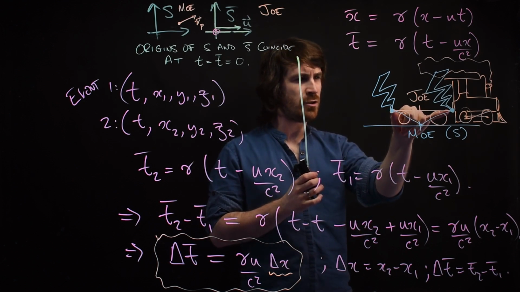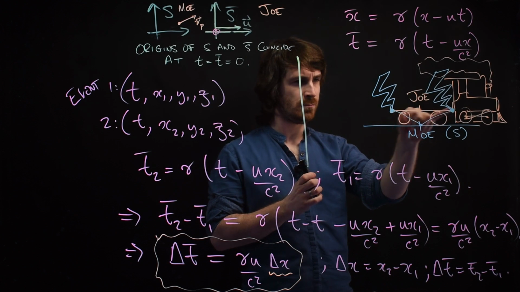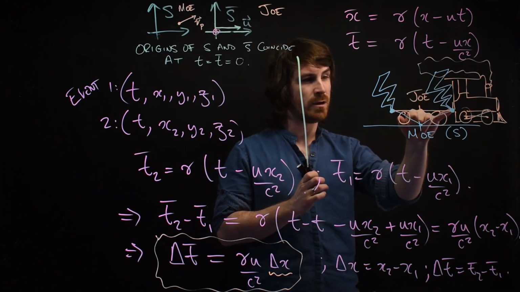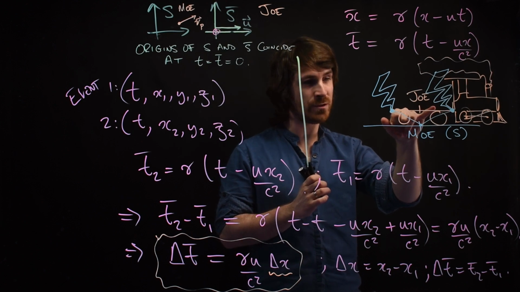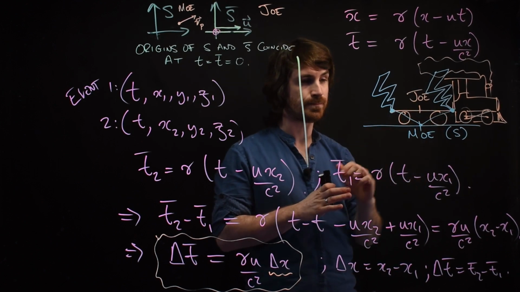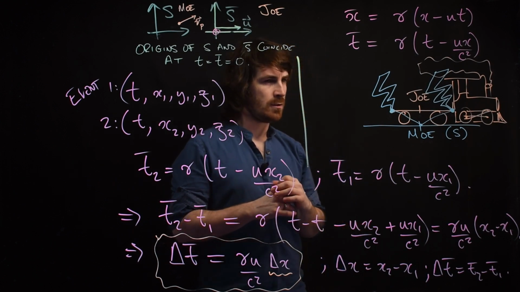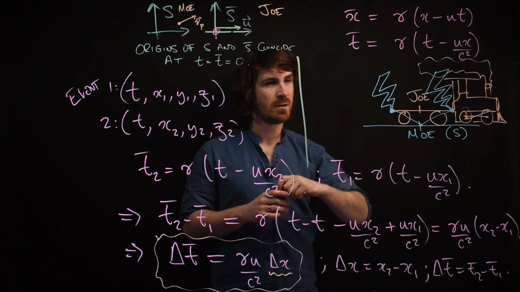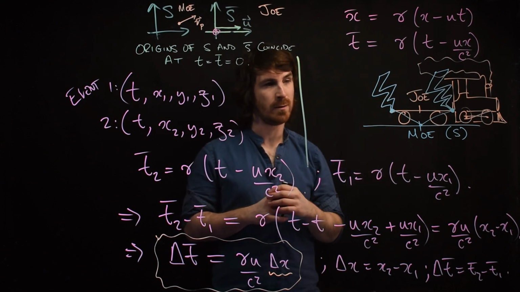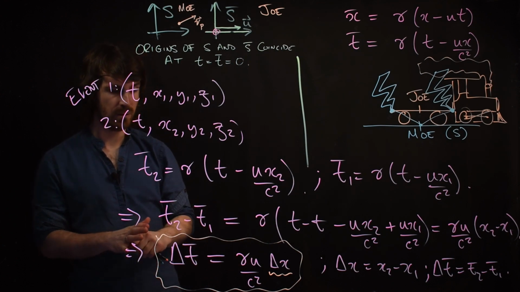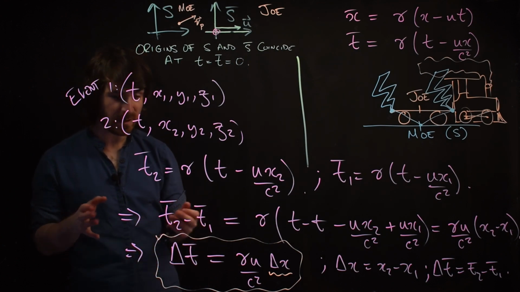And because Joe is moving, the bolt of lightning that hits the front of the carriage will be observed by Joe first, and the one at the back has to catch up with Joe. So Joe will say the bolt of lightning hit the front first, and this one came afterwards. So this is a case of the relativity of simultaneity.